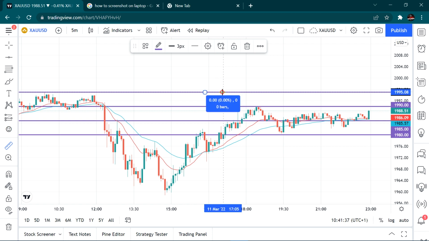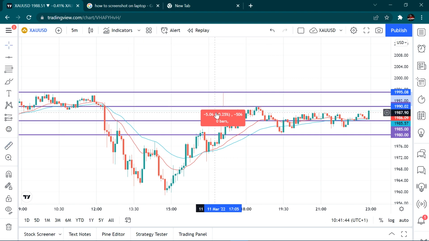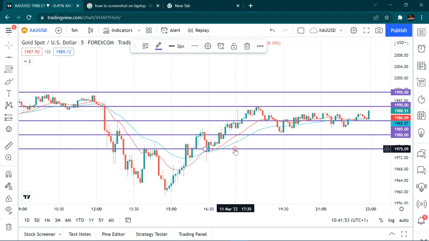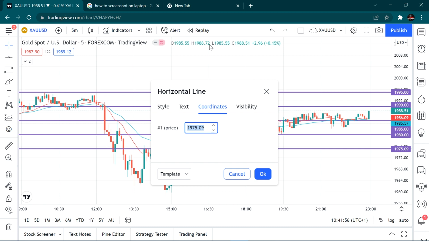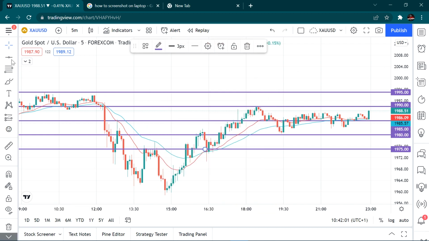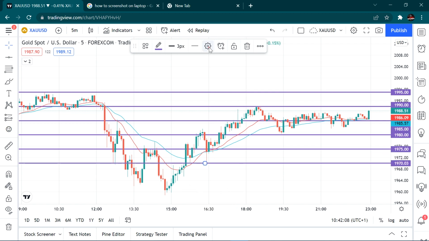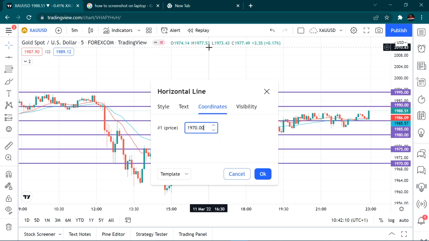So let's try it now. From here down to this zone, you see it's 50 pips. So let's add more below. Now from 1980 to 1975. So you see those are whole numbers. From 1975 to 1970, remember .00. Each of them is 50 pips.